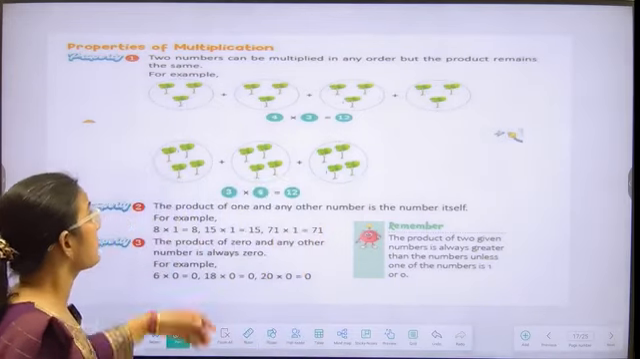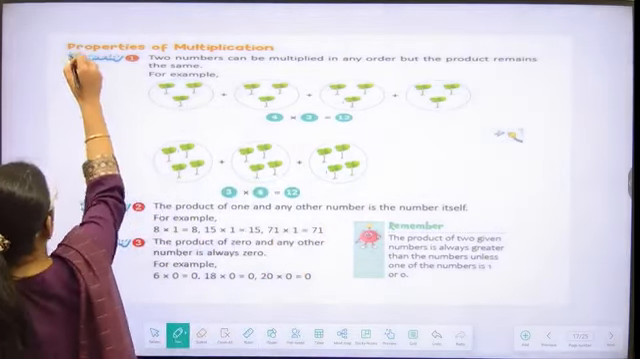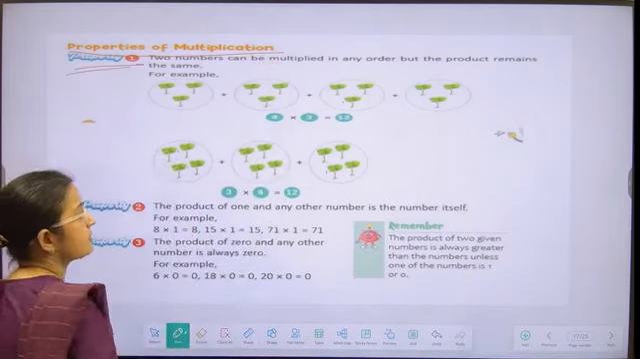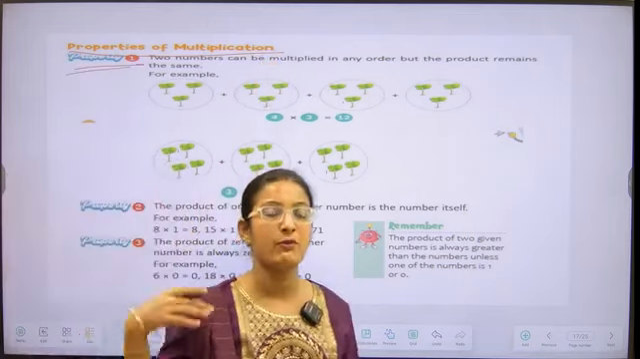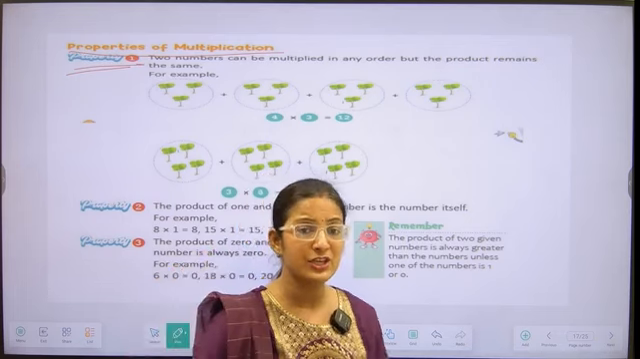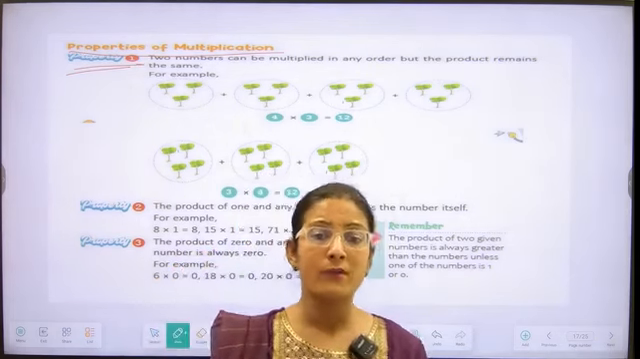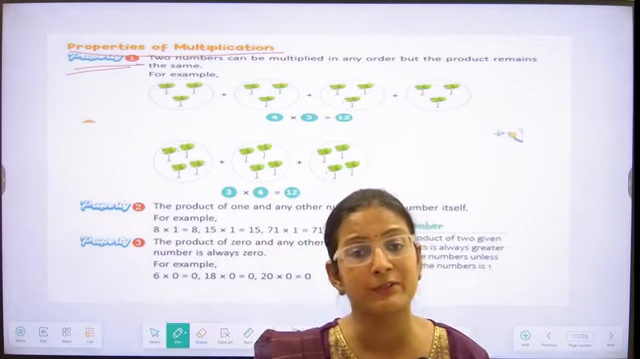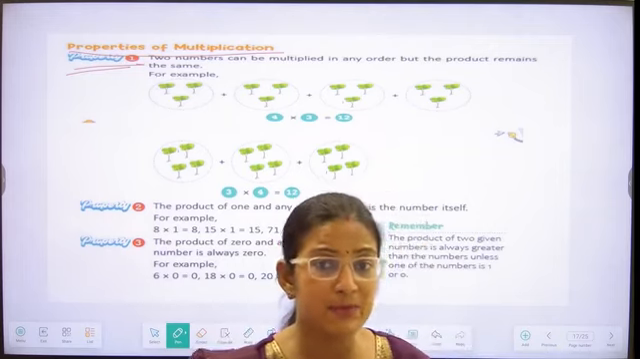Now students, we are going to understand the properties of multiplication. Let's start with the first one. In the first property, what we have seen is that if I change the order of the multiplier and multiplicand, then the product will always be the same, students.